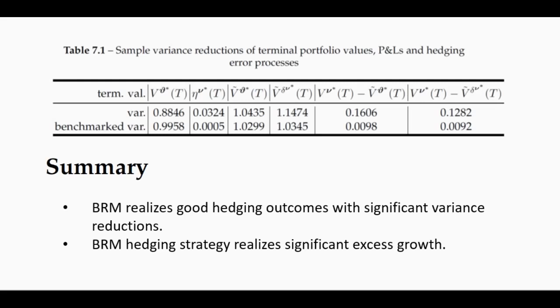And since the benchmark approach optimizes in the benchmarked domain, in the benchmark the variance is less than 1%. Which means significant variance reduction is realized by following the benchmark risk minimizing strategies.